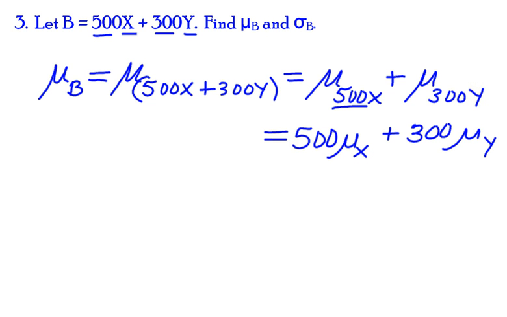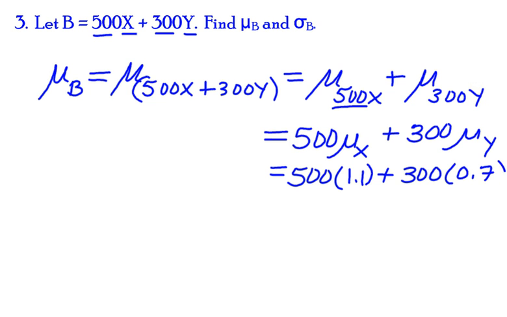So now we just have to take 500 times the mean for cars sold, add it to 300 times the mean of cars leased. So this becomes 500 times 1.1 plus 300 times 0.7. And so we get an average bonus of $760.